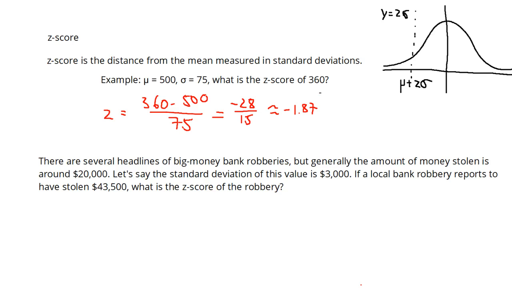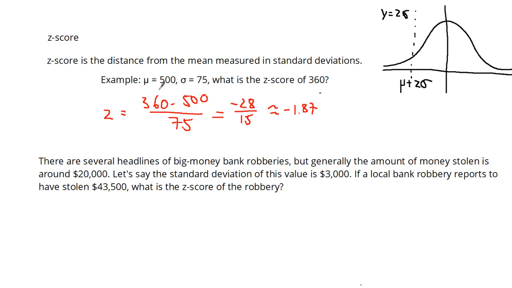Now, though, I'm going to formally introduce you to the idea of a z-score. A z-score is basically the exact number of standard deviations you are measuring from the mean. For example, a z-score of minus 2 would give you 2 standard deviations below the mean, right?